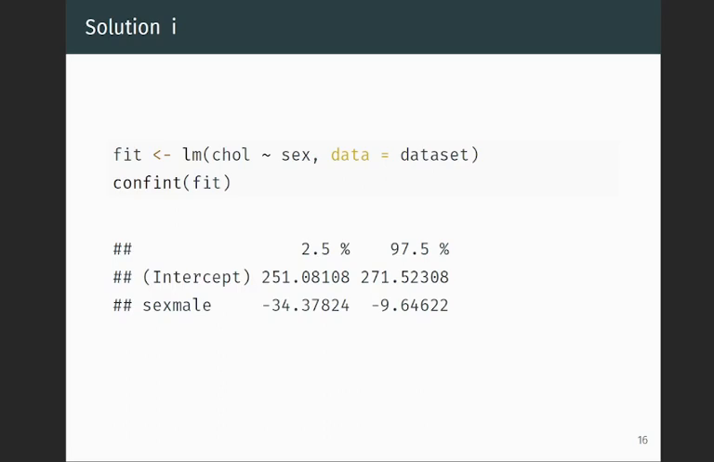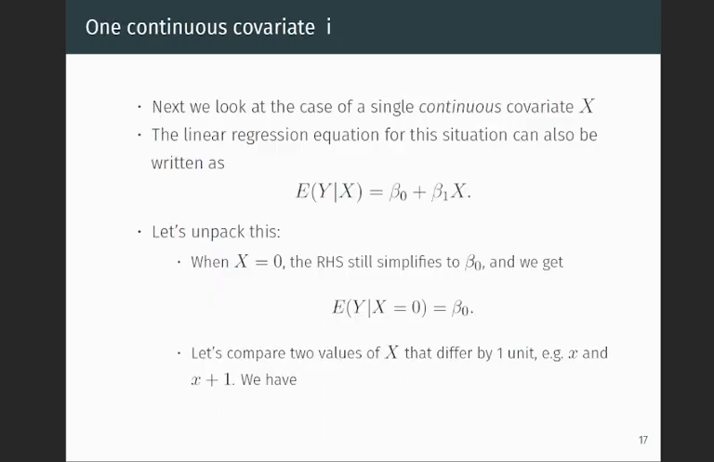We can run lm of chol tilde sex, comma, data equals data set. And then we can use confint to compute a confidence interval. And we can see here that actually the confidence interval does not include 0. And so we can reject the null hypothesis of no difference between the subgroups. So we do have enough evidence to reject the null hypothesis.